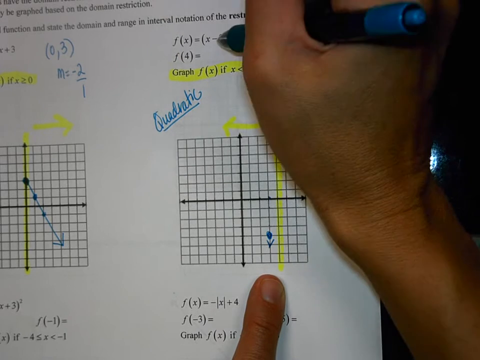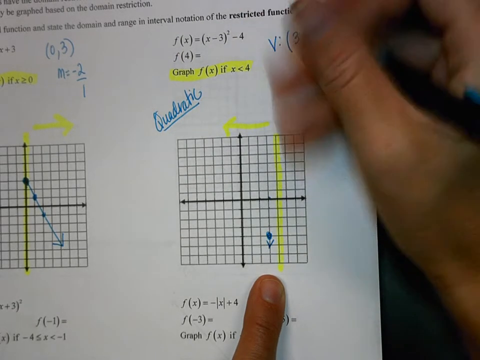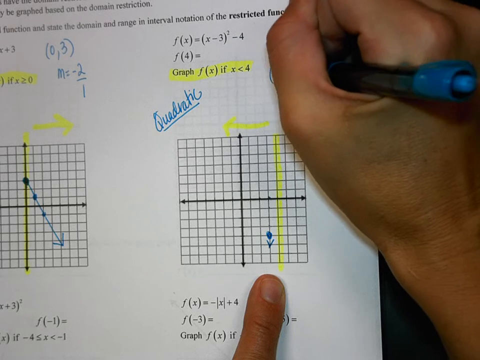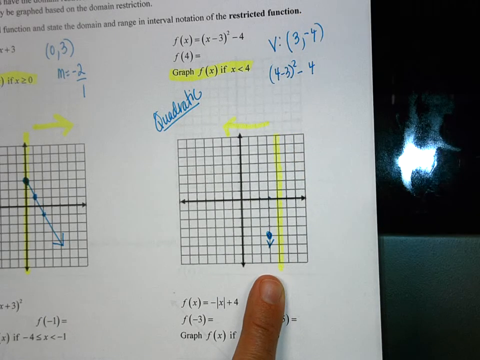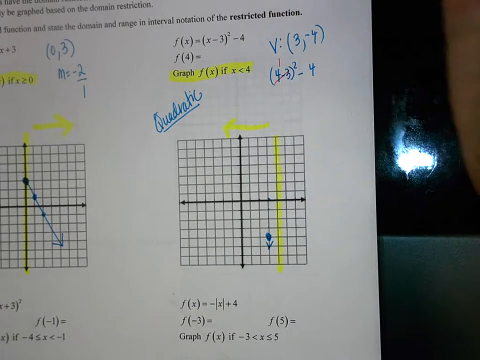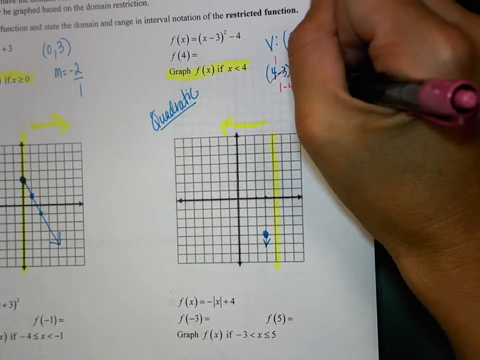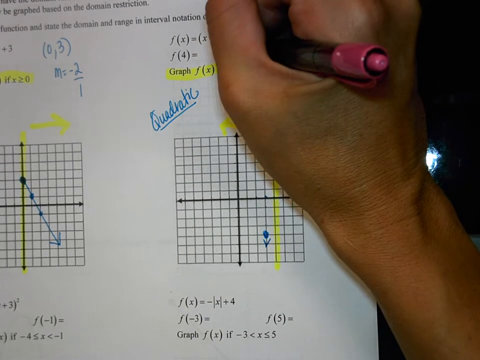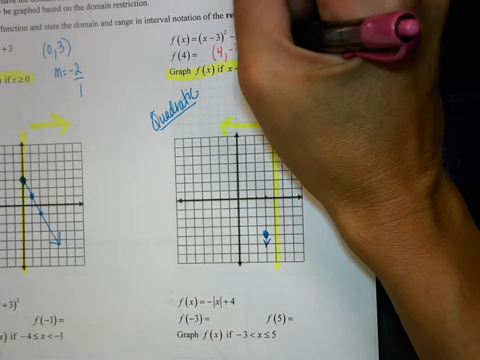Okay, so we're going to plug in 4 into this equation to see what's happening there. So we have 4 minus 3 squared minus 4. 4 minus 3 is what? 1, and 1 squared is what? 1, and 1 minus 4 equals negative 3. So this other point, the x value was 4, and then it became negative 3.